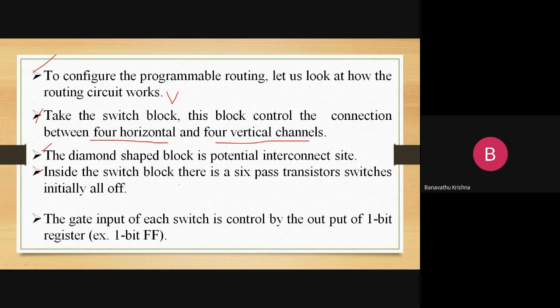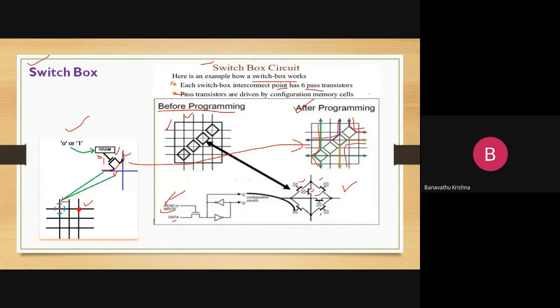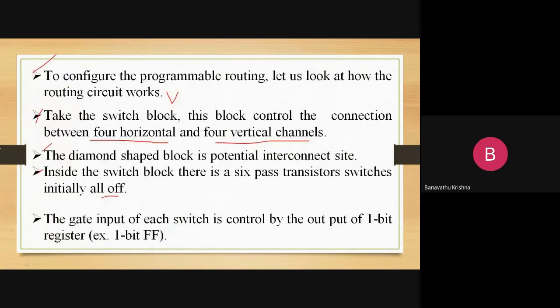Inside the switch block, there are 6 pass transistor switches. Initially all are off. Initially all the pass transistors are in the off condition. So when we apply the programming technique to make the connection, only those devices are going to work according to our programming instruction codes, right? And the next one is the gate input of each switch is controlled by the output of a 1-bit register. That is nothing but a 1-bit flip-flop, right?